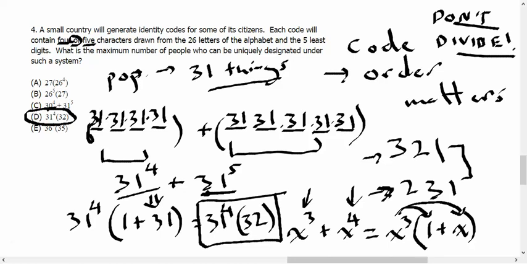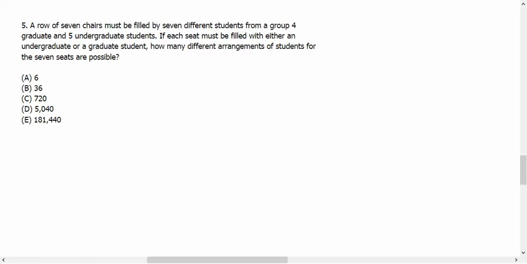All right, let's move on to the next question, and let's see how you do. Question number 5. A row of 7 chairs must be filled by 7 different students from a group of 4 graduate and 5 undergraduate students. If each seat must be filled with either an undergraduate or a graduate student, how many different arrangements of students for the 7 seats are possible?